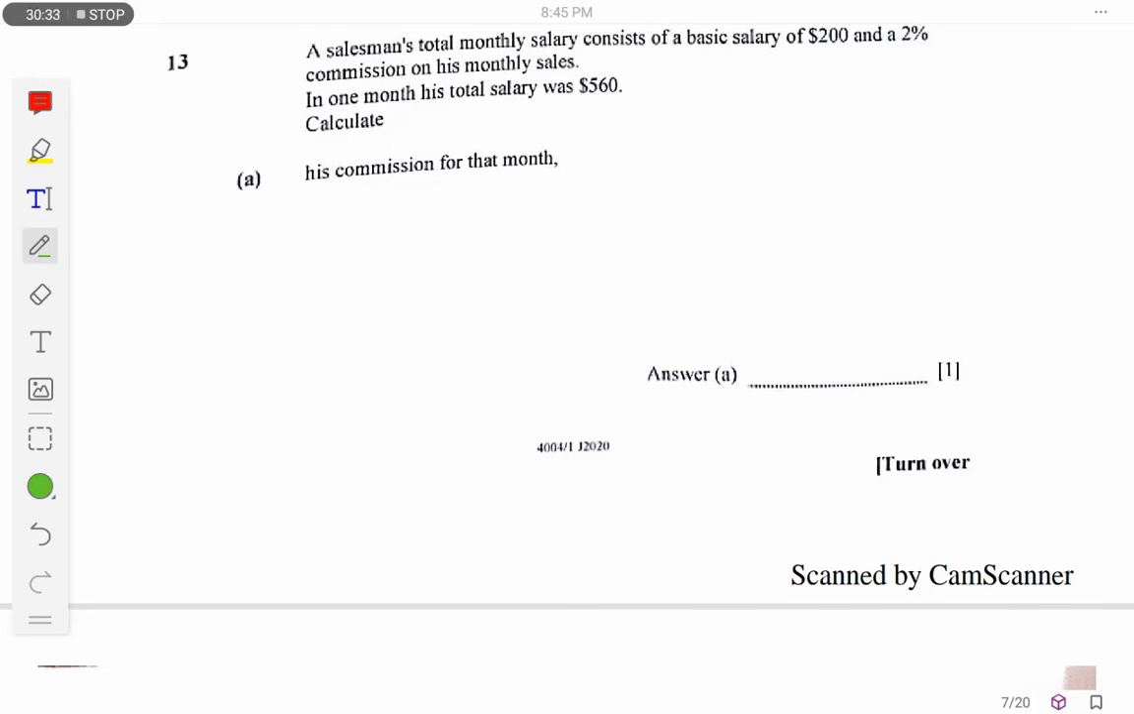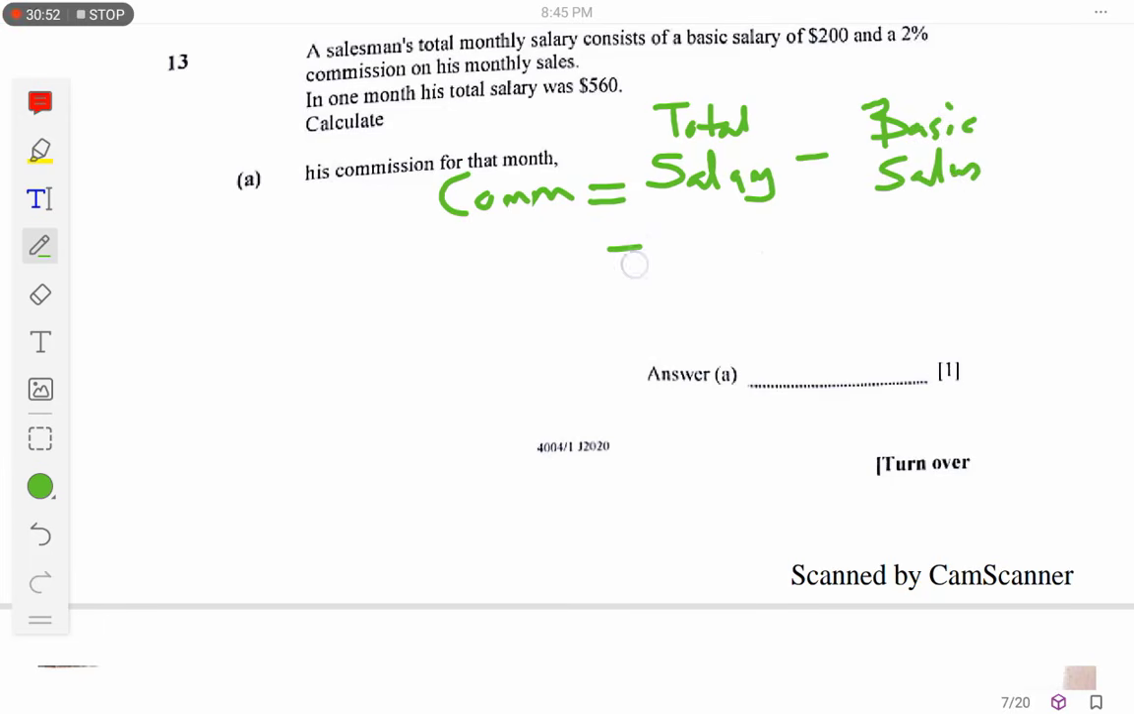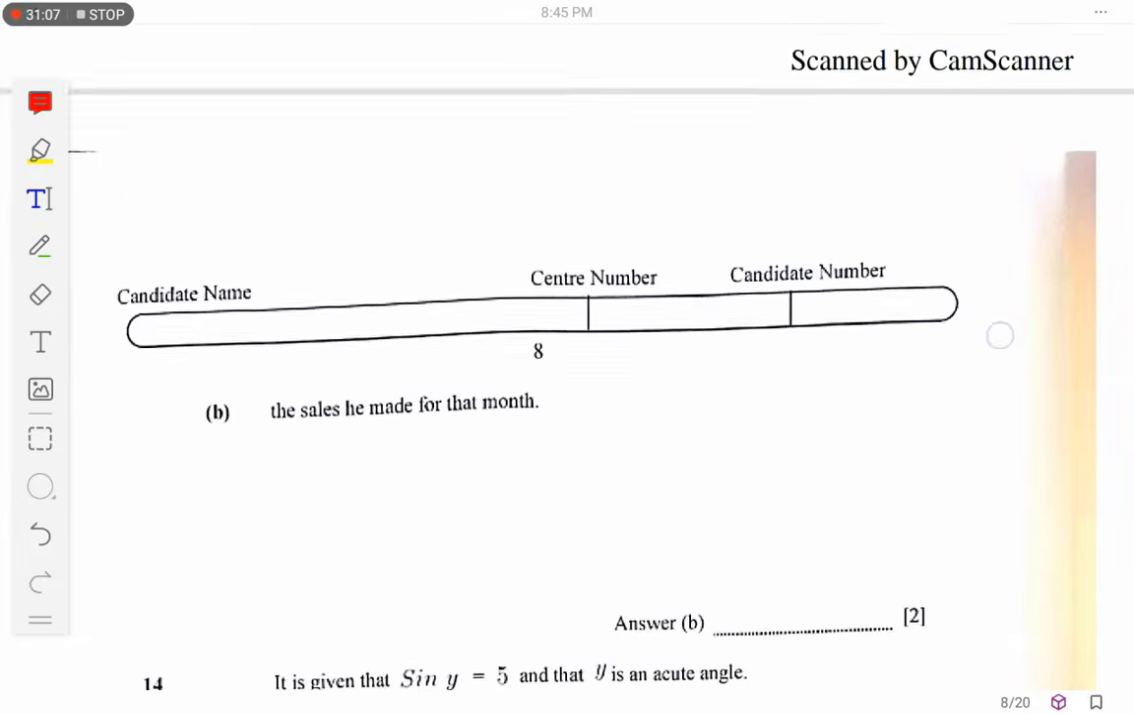So we can say the commission is going to be equal to the total salary minus the basic salary. The total salary was 560 minus basic 200. So we get 360. So that was his commission there. Let's move on to the next question.